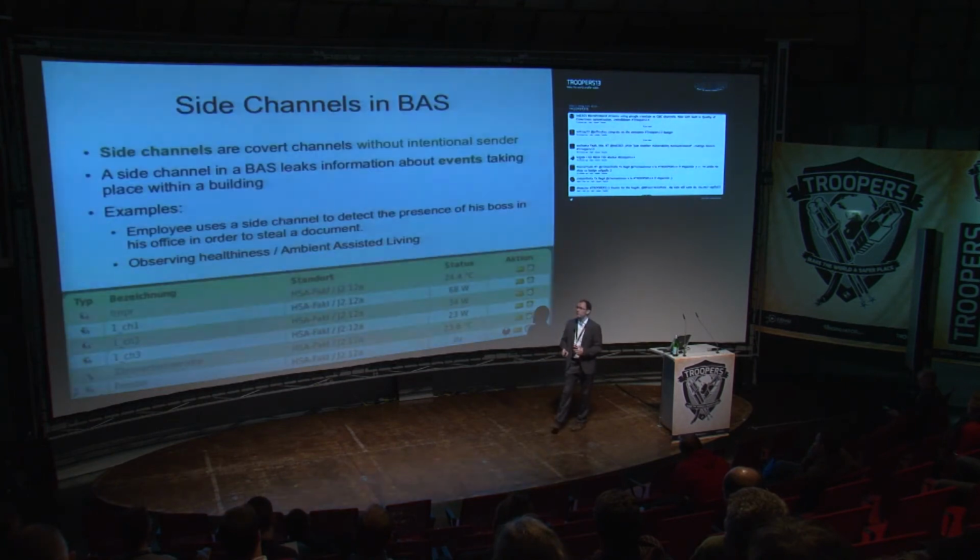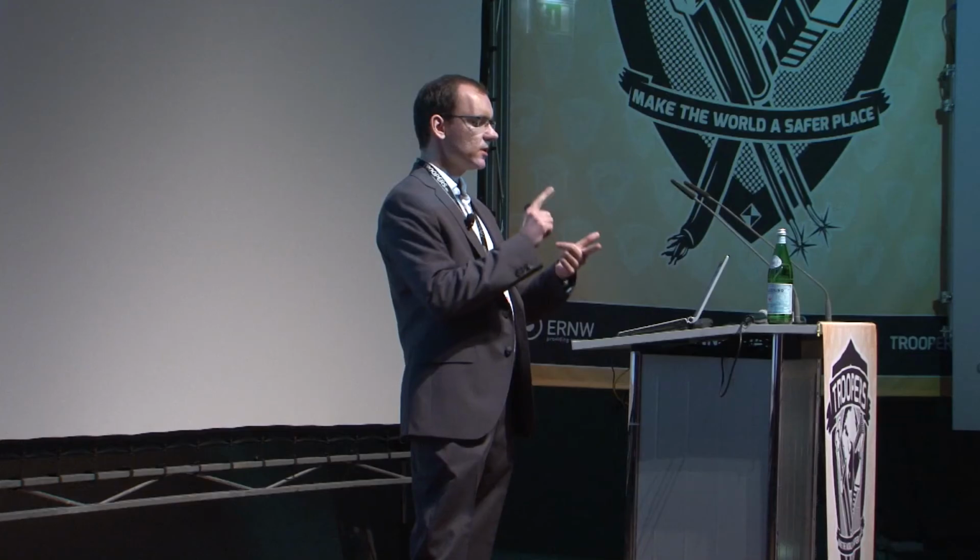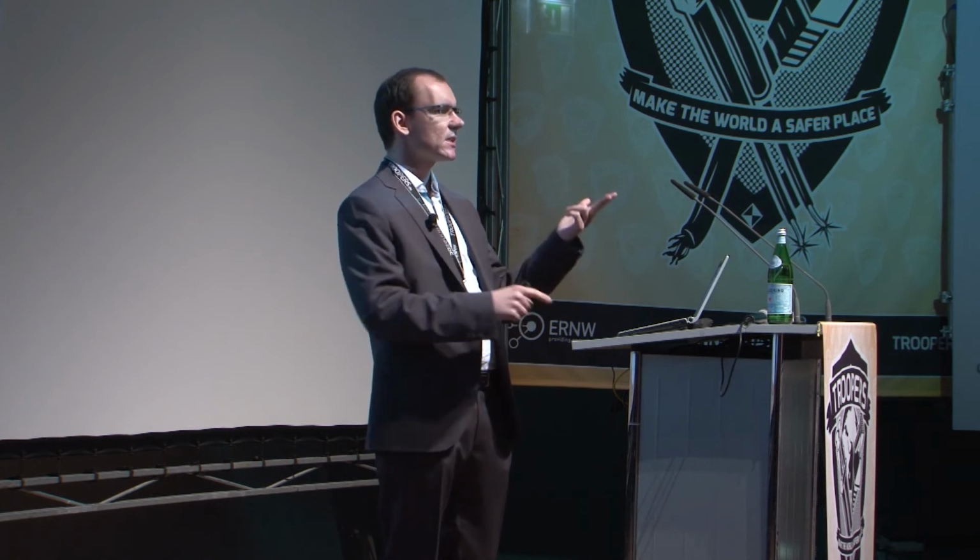And an interesting aspect was also to observe data, because side channels are defined as covert channels without intentional senders. So they leak, but there's no intention that they leak data. If we have side channels in the building automation area, we can observe everything in the building. For instance, if I'm an employee and I want to steal a document from the manager's office, I can check side channels in the BAS and observe whether my boss is currently in his office. If he's not, because light is turned off, temperature is low, no presence sensor detected a person present in the room, I can go and steal.